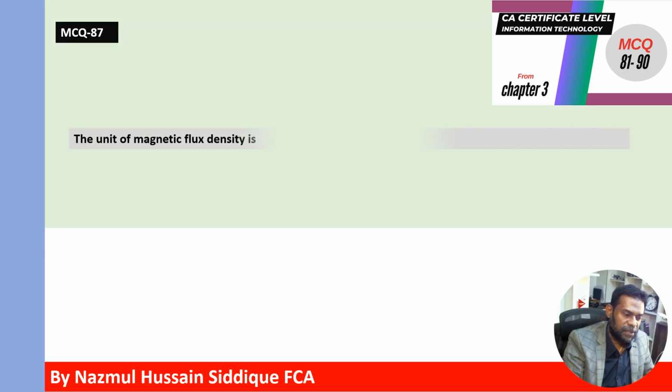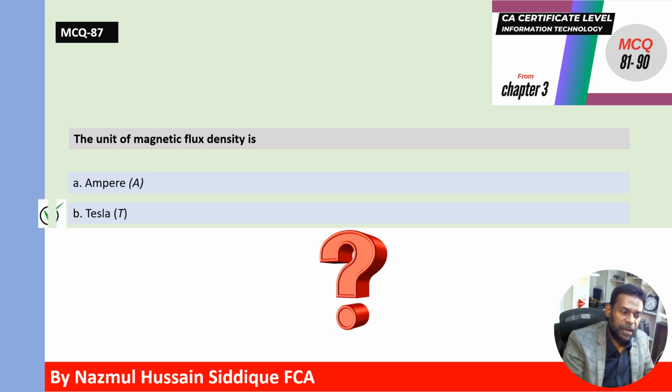Question 87. The unit of magnetic flux density is ampere or Tesla. Option A, ampere. Option B, Tesla. Which one is the correct answer? The correct answer is B. Tesla is the unit of magnetic flux density measurement.